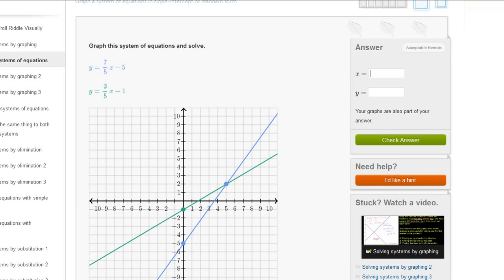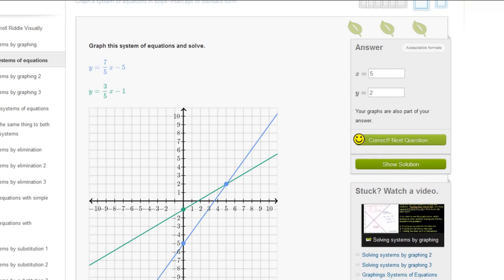Right at the point x is equal to 5, y is equal to 2. So we'll type in x is equal to 5, y is equal to 2. And you could even verify by substituting those values into both equations to show that it does satisfy both constraints. So let's check our answer. And it worked.